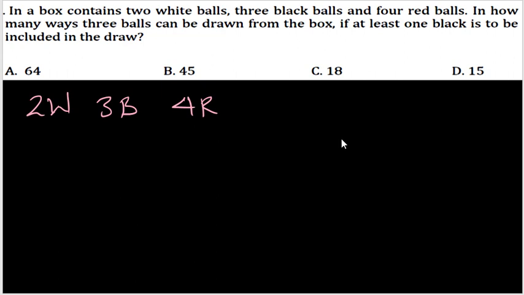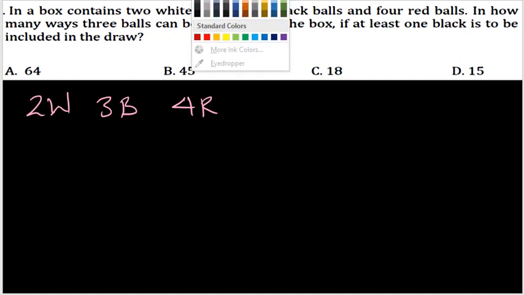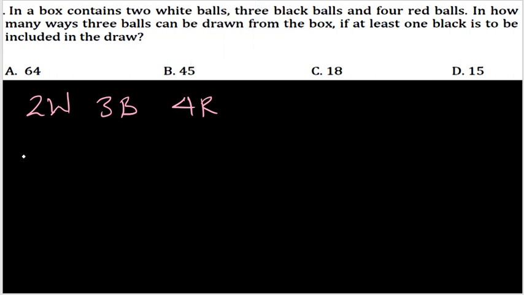So what are we supposed to do here? If at least one black is to be included, at least one black means the possibilities of the selection will be 2 white and 1 black, it's okay. 2 white and 1 black, or 1 white and 2 black, it's okay. Because at least 1 black means even 2 black it's okay, 3 black also it's okay. So it can be 2 white and 1 black, or 1 white and 2 black.